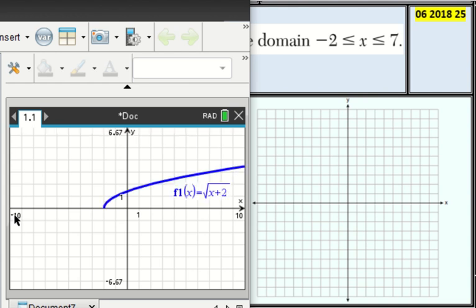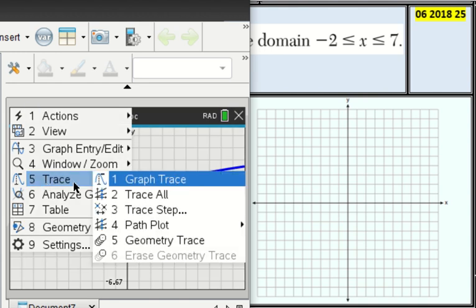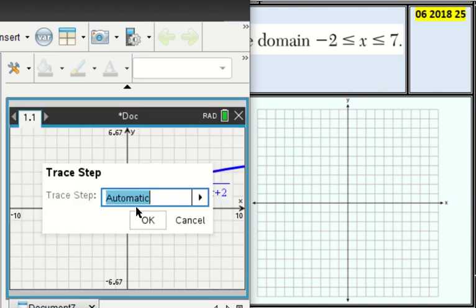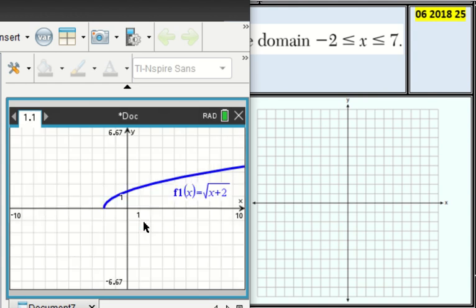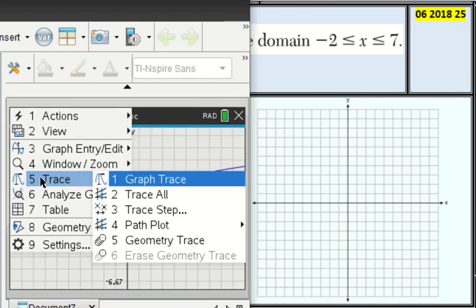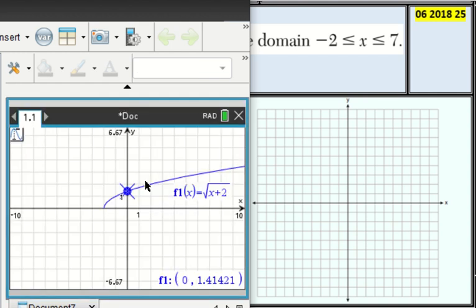So now, menu 5, 3. Always set our trace step to 1, then say OK. Now we say menu 5, 1. And that's our graph trace.